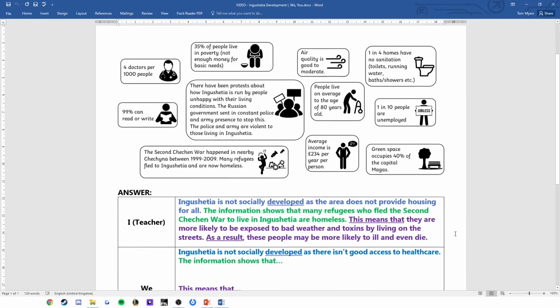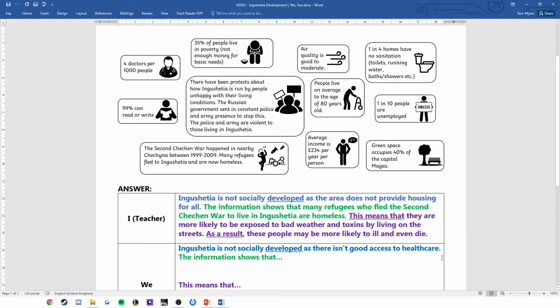Okay, what we're going to look at now is an example that we are going to do together. So, in blue I've stated the reason. Ingushetia is not socially developed as there isn't good access to healthcare. I'm going to give you a few minutes to have a read of the information again. I want you to think about what is the evidence from these boxes, in green, that there isn't good access to healthcare. And in purple, I want you to think, well, what would this mean? Why would this mean that people's needs are not being met? What could happen as a result? Okay, you have about a minute to do this.